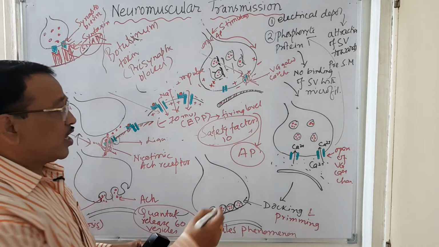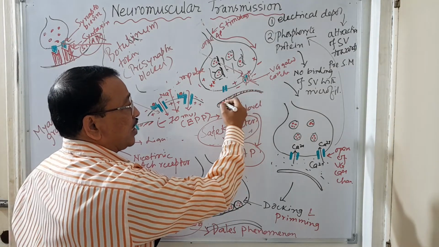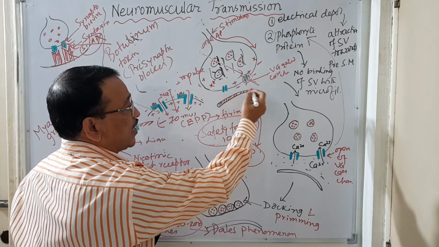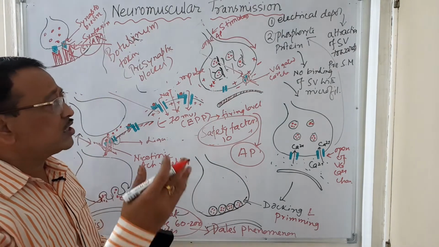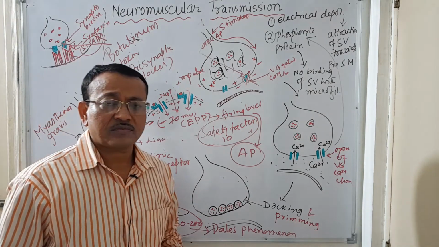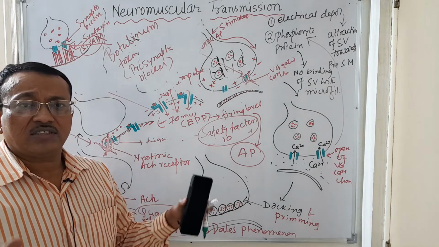The second type of blocker is known as the post-synaptic blocker. That means here blocking is taking place at this post-synaptic membrane. Now this post-synaptic membrane can be blocked in different ways.